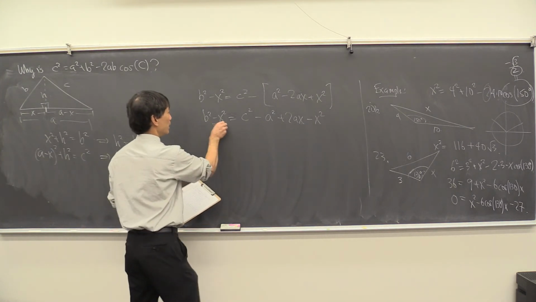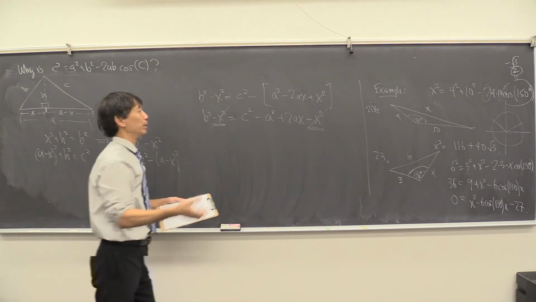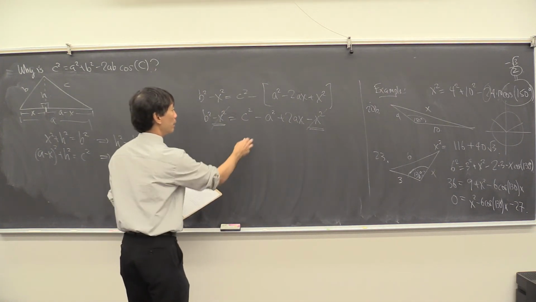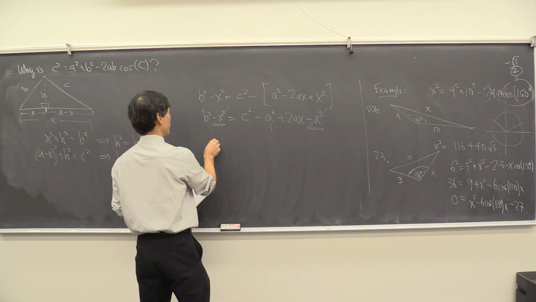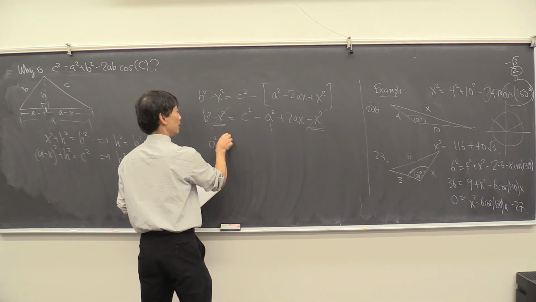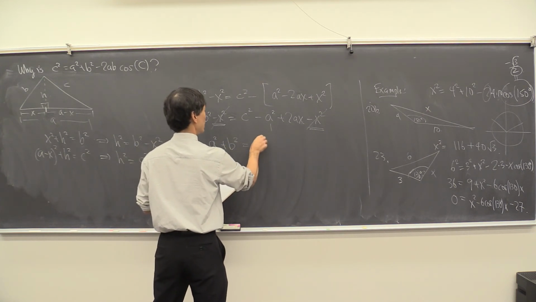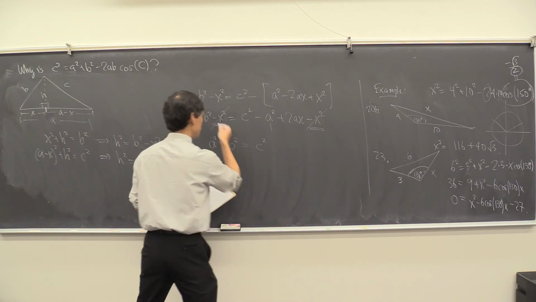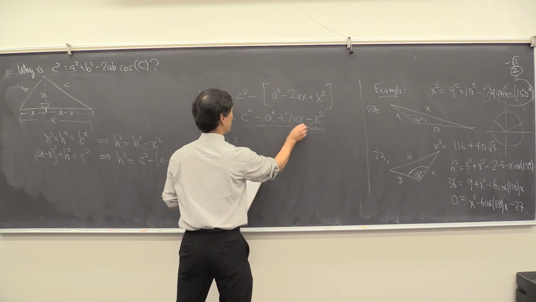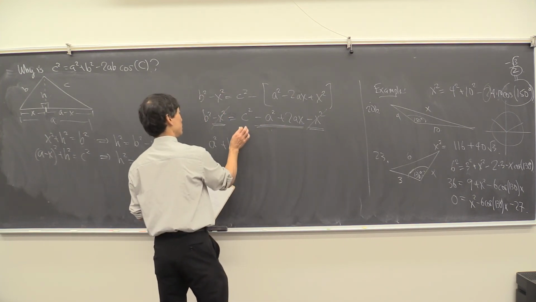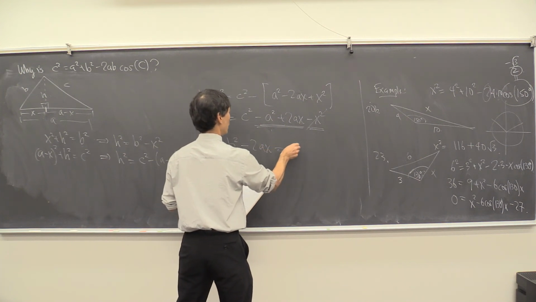Now we've got a negative x squared on the left and we've got a negative x squared on the right. So we can get rid of those guys, right? And what we're seeing is that, let's add a squared to both sides, and we get a squared plus b squared equals c squared plus 2ax. I'm going to move the 2ax to the other side also. So we get a squared plus b squared minus 2ax equals c squared.